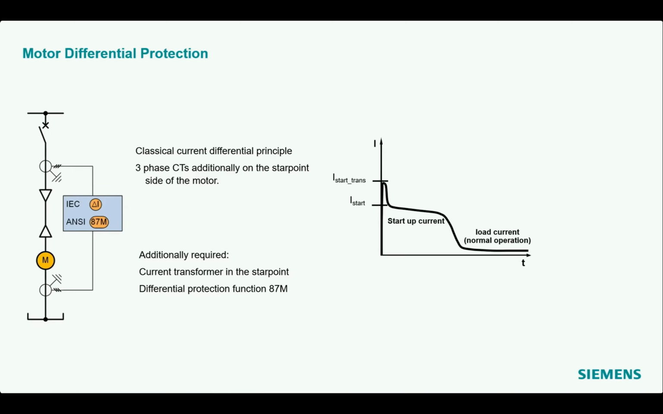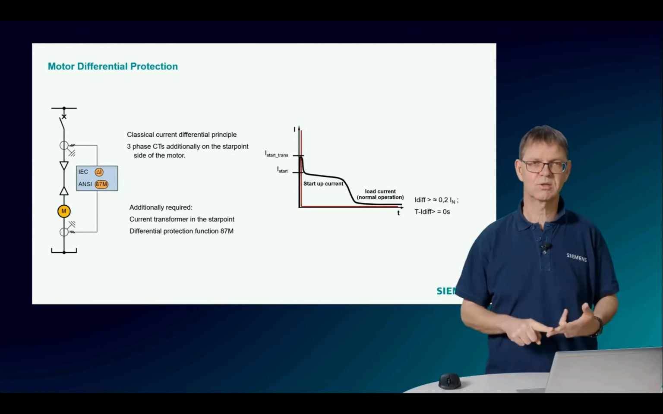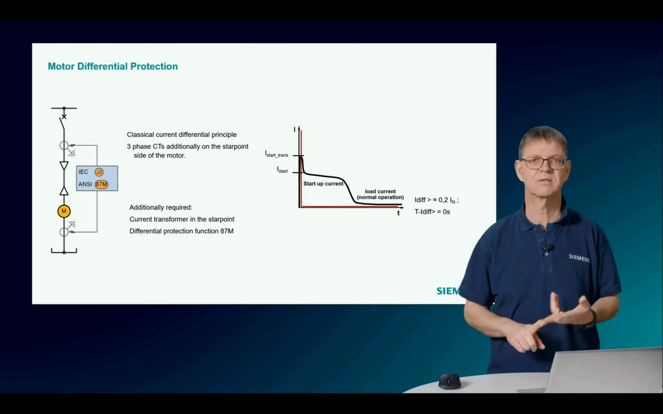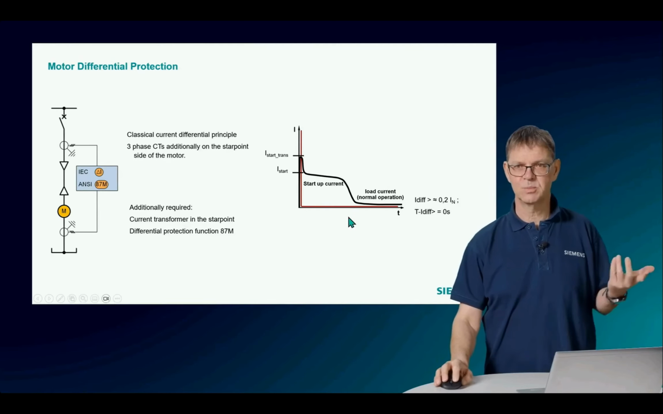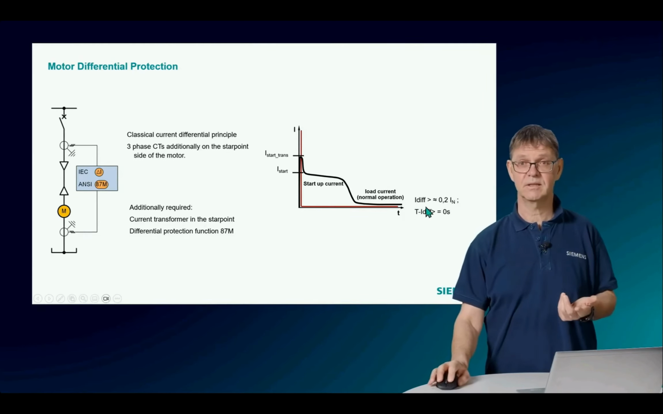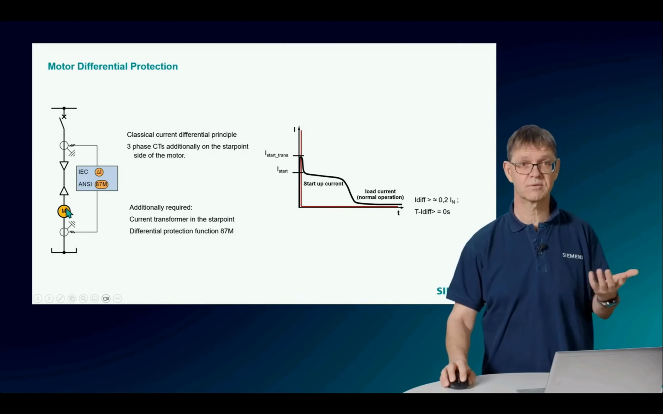What do I get from this as a reward? I have a tripping characteristic which we can show in that way. So I'm very sensitive and I'm very fast, because the normal current which I see does not disturb me. I will not pick up on the normal current, on the starting current, on the operating current. This is all covered by the differential principle. And therefore, typically I have no time delay.